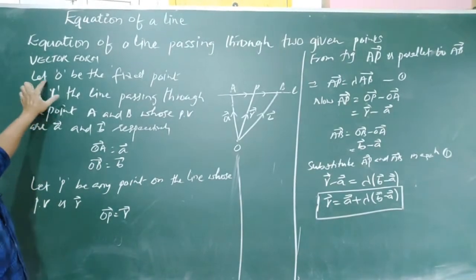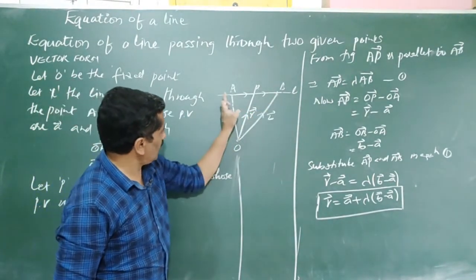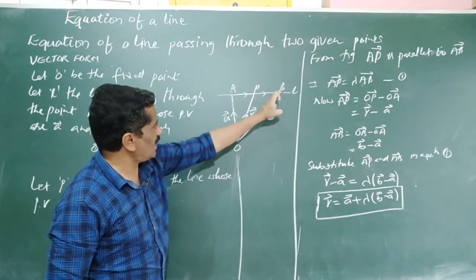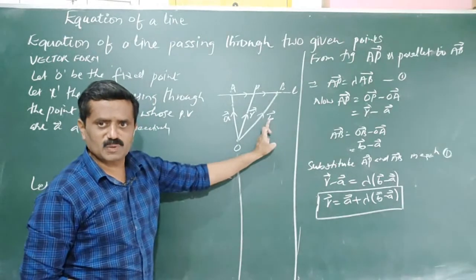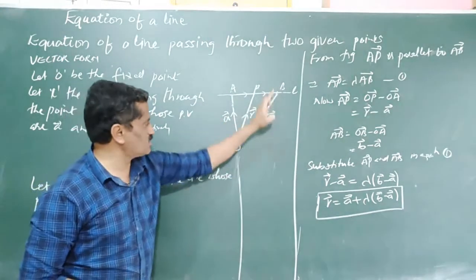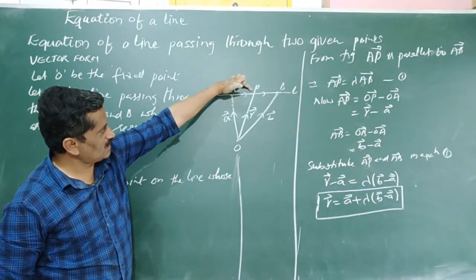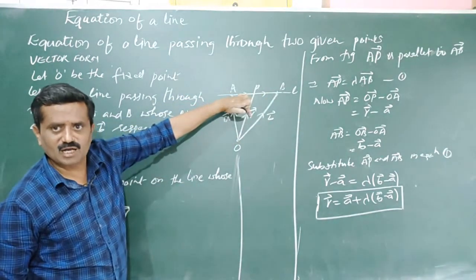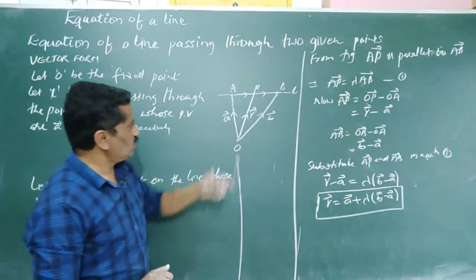Again, let O be the fixed point, let L be the line passing through points A and B whose position vectors are A bar and B bar respectively. Then OA bar is equal to A bar, OB bar is equal to B bar. Let P be any point on the line whose position vector is R bar, that is OP bar is equal to R bar. Look at the figure.